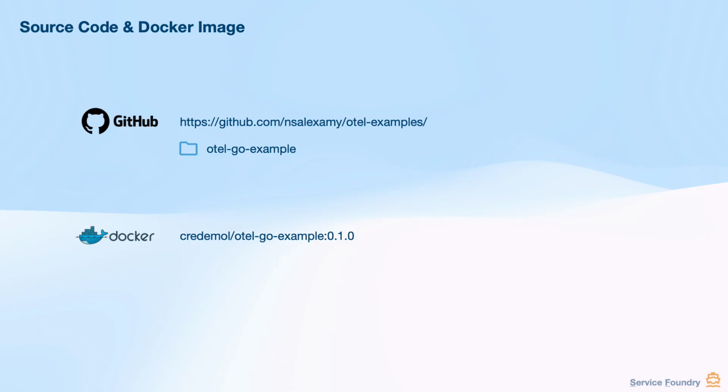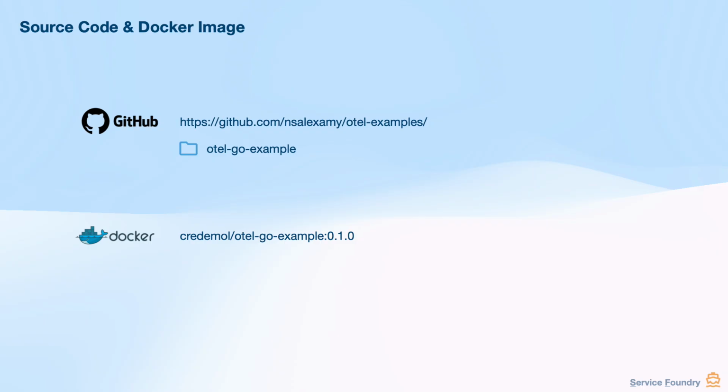The source code is publicly available on GitHub under the otel-examples repository. Inside that repository, you'll find the otel-go-example directory, which contains all the code we're using in this demo. The Docker image has already been published to Docker Hub under my account. The image tag is createmall/otel-go-example:0.1.0.